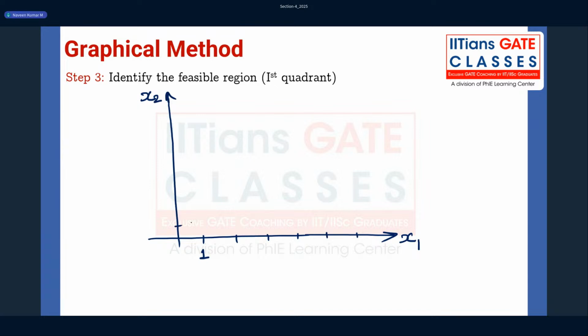In the same way, I'll plot here 1, 2, 3, 4, 5, 6, 7, 8. Why I made 7, I'll let you know. Right. So this is 1, 2, 3, 4, 5, 6, and so on. And this is 1, 2, 3, 4, 5, 6, 7, and 8, and so on.